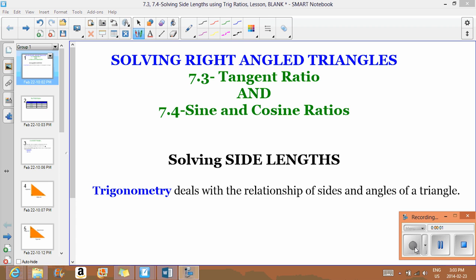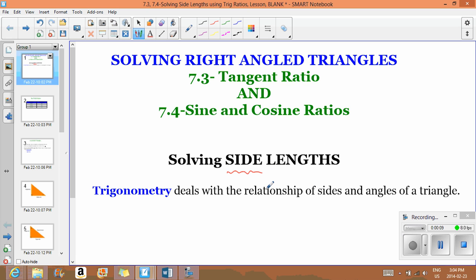So welcome everybody to 7.3 and 7.4. We're going to be looking at how to solve right angle triangles, and specifically finding side lengths. To start, trigonometry, which is what this comes from, deals with the relationship between sides and angles. Remember in the previous video we looked at the Pythagorean theorem, where we were only finding side lengths. Well, now, like your lucky day, we get to look at the relationship between sides and angles.